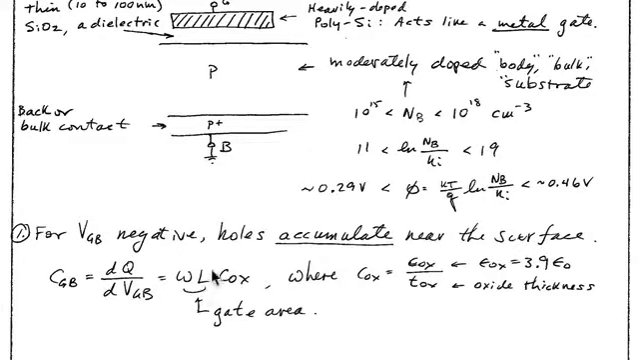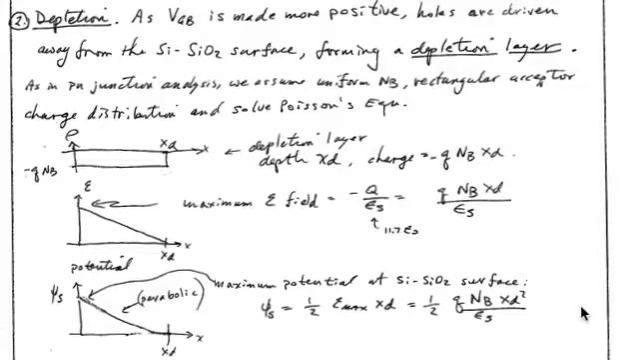The area of the capacitor is just the area of the gate, the width times the length, and the capacitance per unit area is Cox, which is the ratio of the permittivity of silicon dioxide to the oxide thickness. The permittivity of silicon dioxide is about 3.9 times the permittivity of free space, and the oxide thickness is in the range of 10 to 100 nanometers.